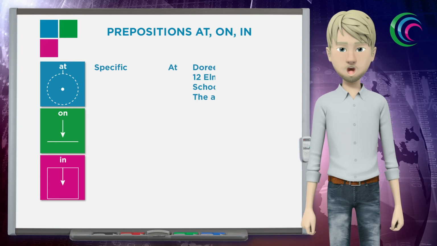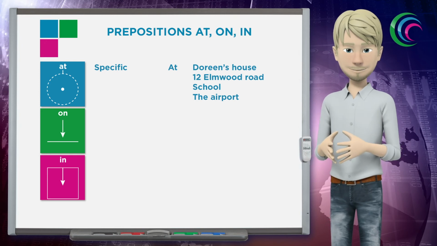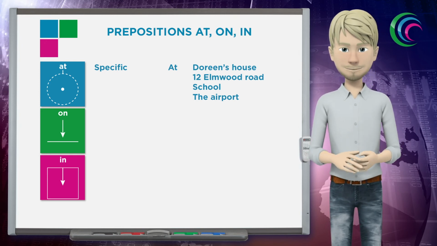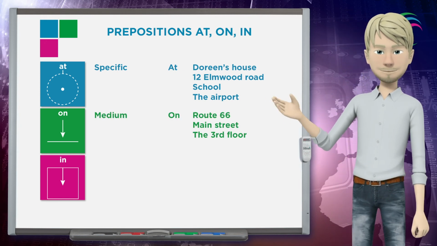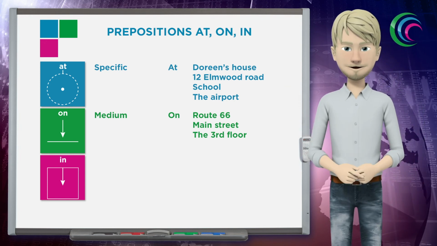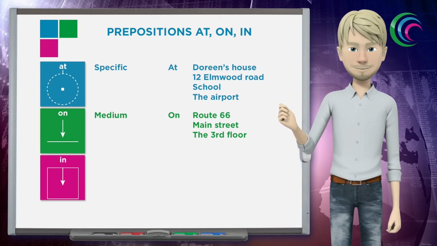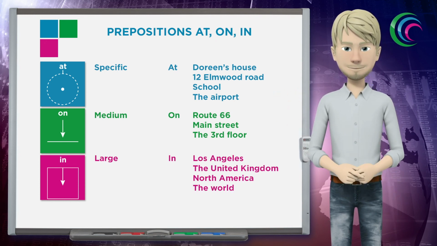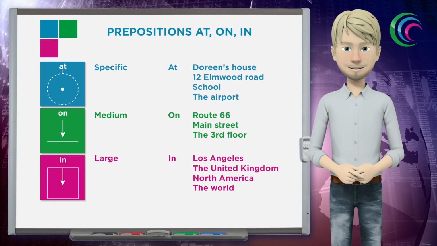At, specific. At Doreen's house. At 12 Elmwood Road. At school. At the airport. On, medium. On Route 66. On Main Street. On the 3rd floor. In, large. In Los Angeles. In the United Kingdom. In North America. In the world.